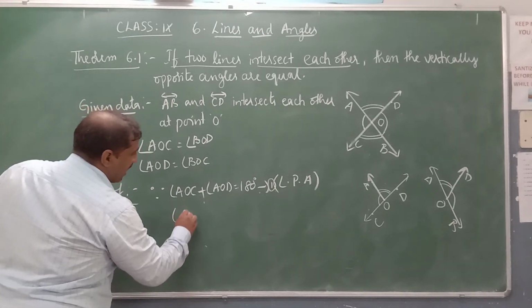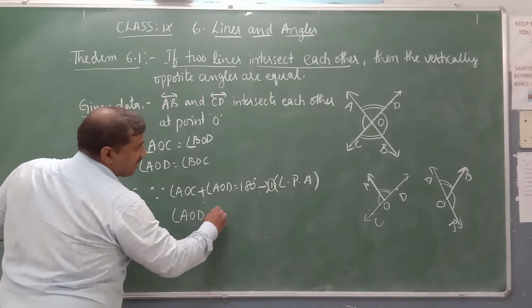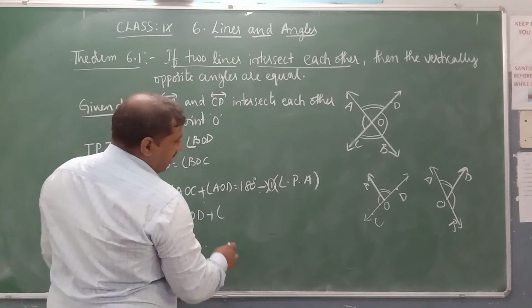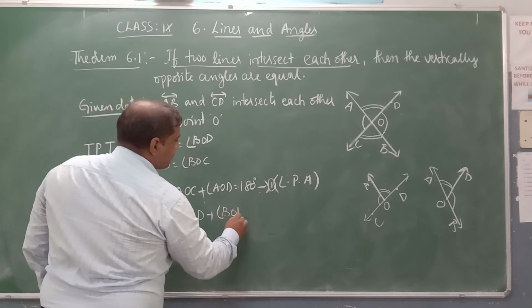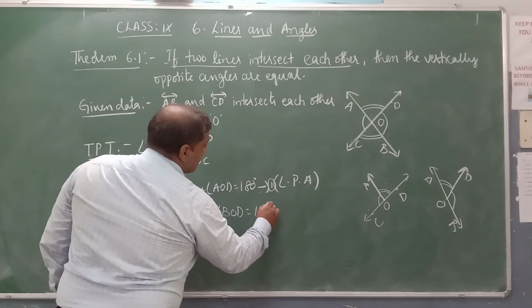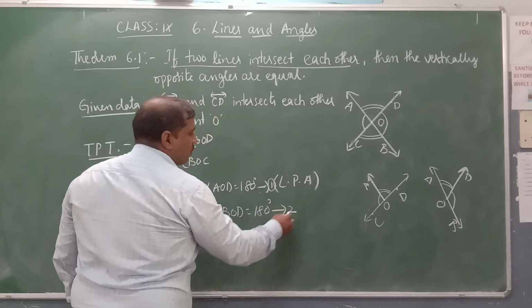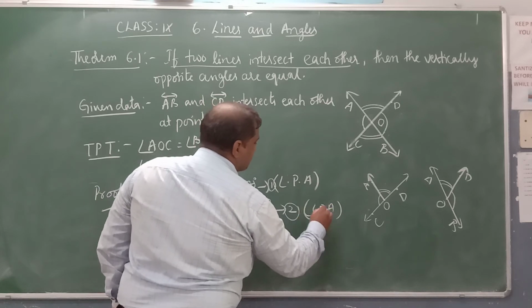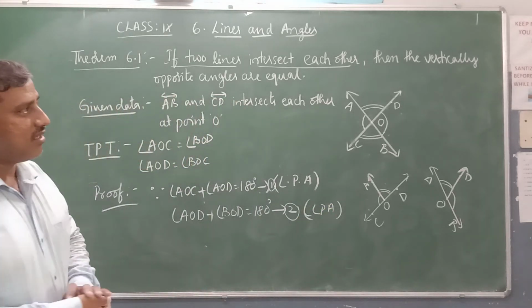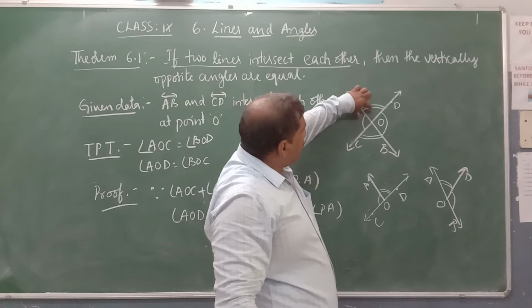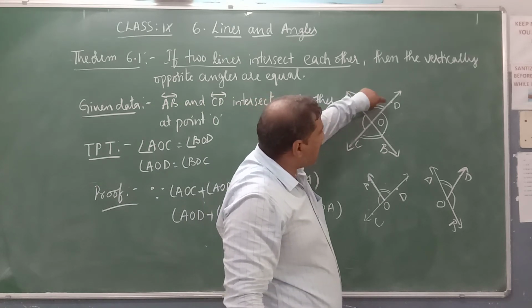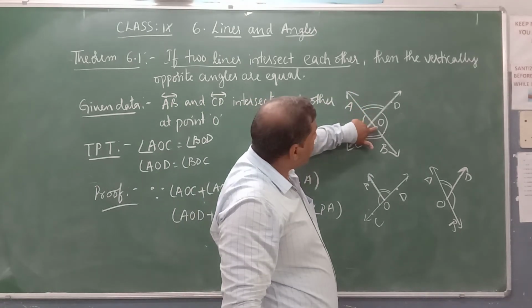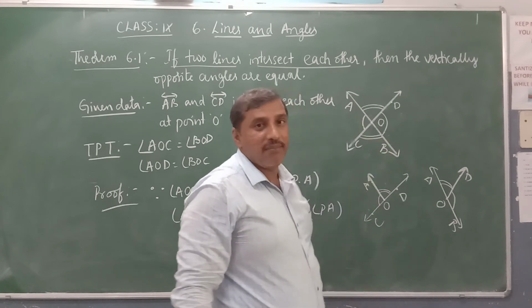Angle AOD plus angle BOD is equal to 180 degrees. Take this as equation number 2. Why are they equal? Because they form linear pairs of angles. So these two will form a linear pair on line CD, and these two will form a linear pair on line AB.